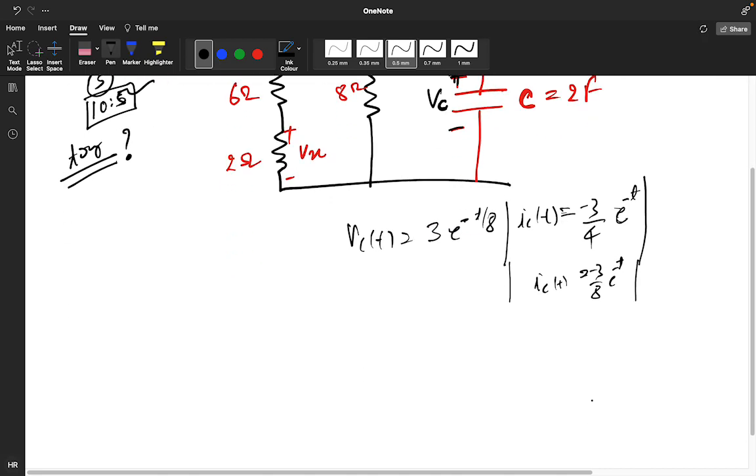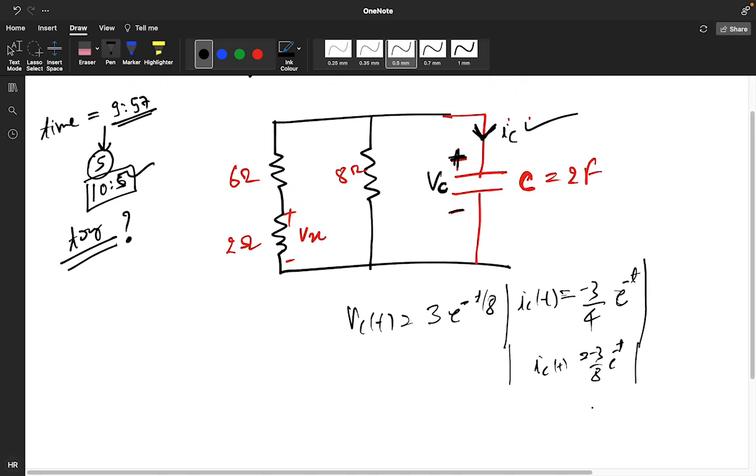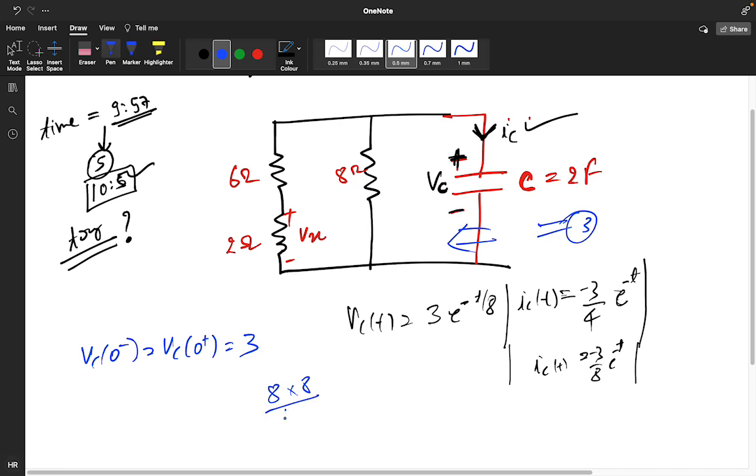So guys, let's solve this question and let's see what you have done. Just tell me, what is the initial value VC of 0? VC of 0 minus is equal to VC of 0 plus. That is 3, right? So this value is 3. What will be the R equivalent? We will see from here. R equivalent: 8 into 8 divided by 16. This is one branch and 6 plus 2 makes another branch. So these both are parallel, and you will get 4. R equivalent is 4.